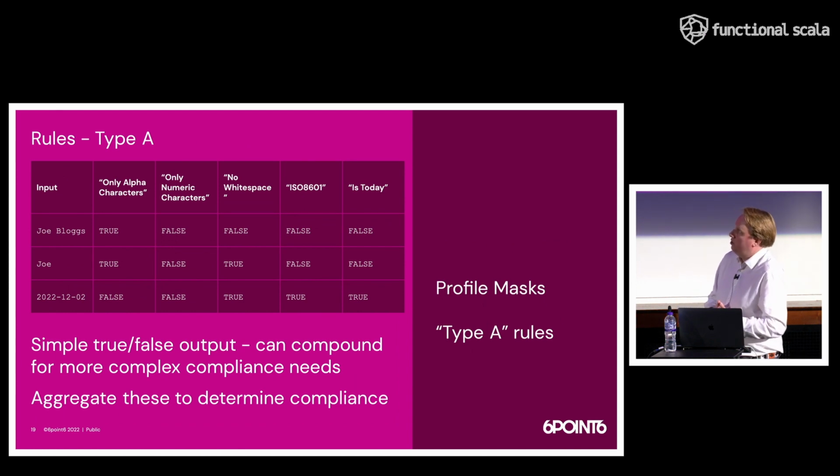And if we move on to talking about rules, so not just patterns, but rules, you can use the same technique to say, right, I can create a rule. It's like a profile mask, but instead of outputting a pattern, it's outputting a Boolean true or false. So I'm saying, okay, I think it might be useful to know if a string has only alpha characters or not, or if only numeric characters. And you can see for these different values whether they're true or false, right?